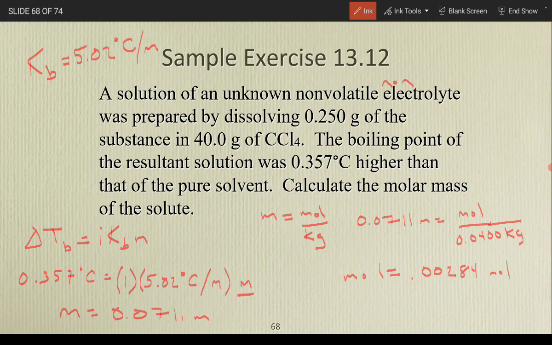And then the final piece, now we have the mass, we have the number of moles. So the molar mass is going to be grams per mole. We can just take that 0.25. I'll do double capital M just so that we don't confuse it with molarity. But molar mass will just be the 0.250 grams divided by the 0.00284 moles, which means we're going to have a molar mass of 88 grams per mole.